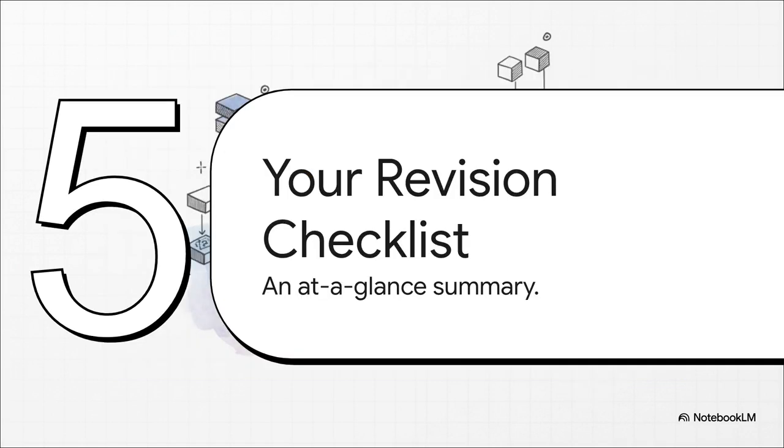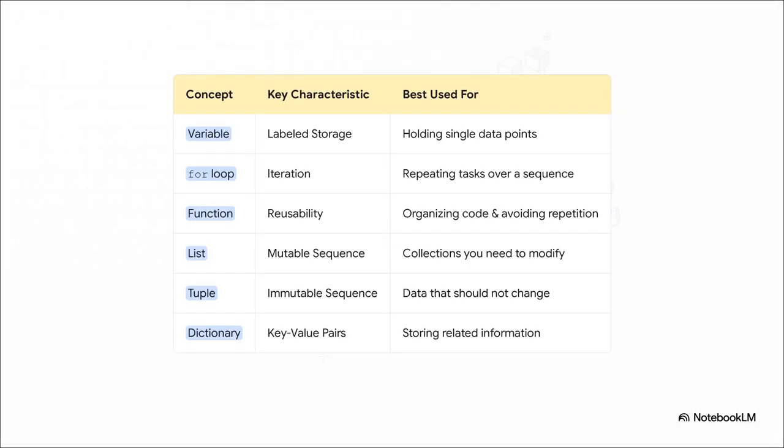Whew, we've covered a lot and fast, so let's pull everything together with one final revision checklist. This is your quick summary, perfect for that last-minute look before you walk into the exam room. And here it is, all in one spot. Variables hold single pieces of data. For loops are for repetition. Functions are for reusing code. Lists are for collections you need to change. Tuples are for collections you don't. And dictionaries are for linking data together.